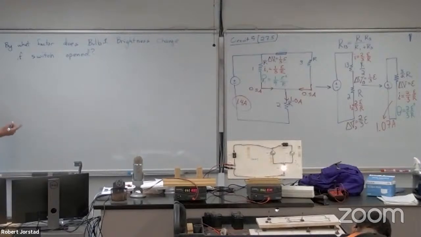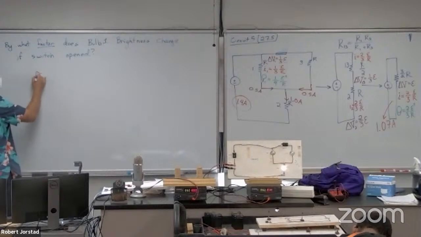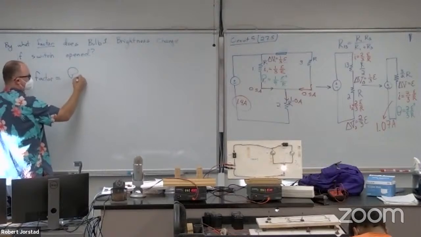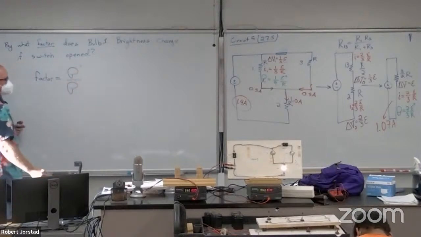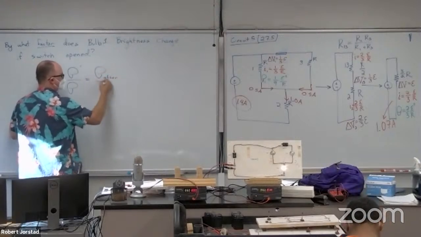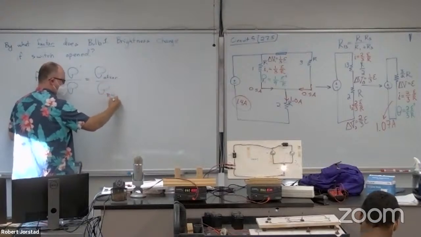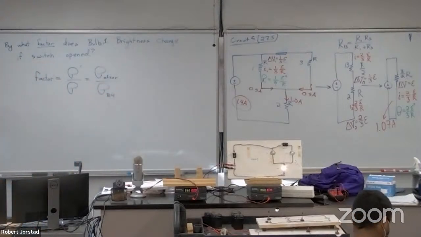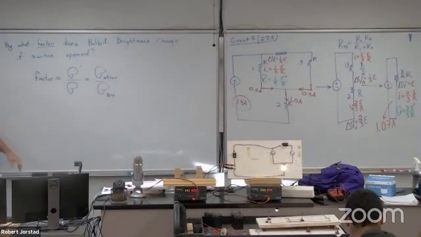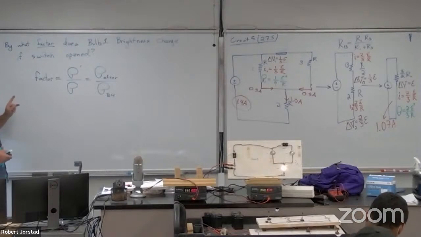So I want you to know what I mean by this. By what factor? Factor is equal to P prime over P, meaning P after to P before. This is what I'm saying. So don't overthink it. If I ask you for by what factor, I'm just saying take the ratio. If that wasn't obvious, now you know what I meant. Factor of change is the same thing as ratio of final to initial. Got it? Yeah.